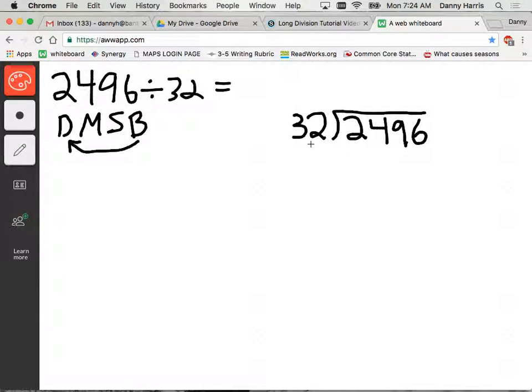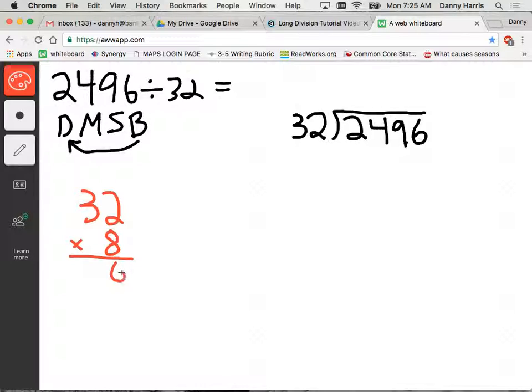Now, I know that 10 groups of 32 would get me 320, and I need to find how many 32s go into 249. So 10 obviously would be too many. I'm going to try 8. So let's see if this gets us close to 249. See what 8 groups of 32 is.